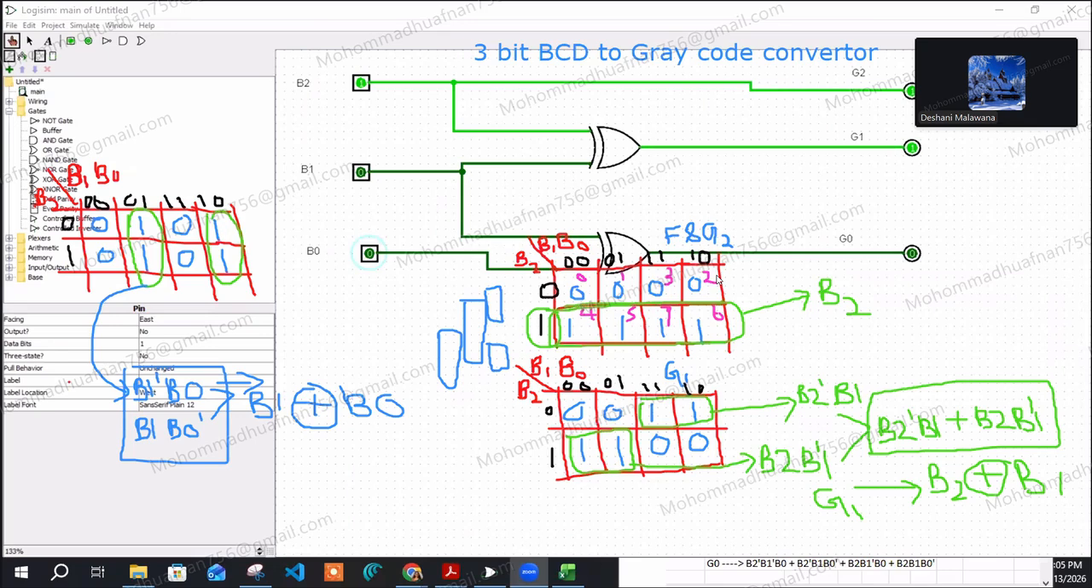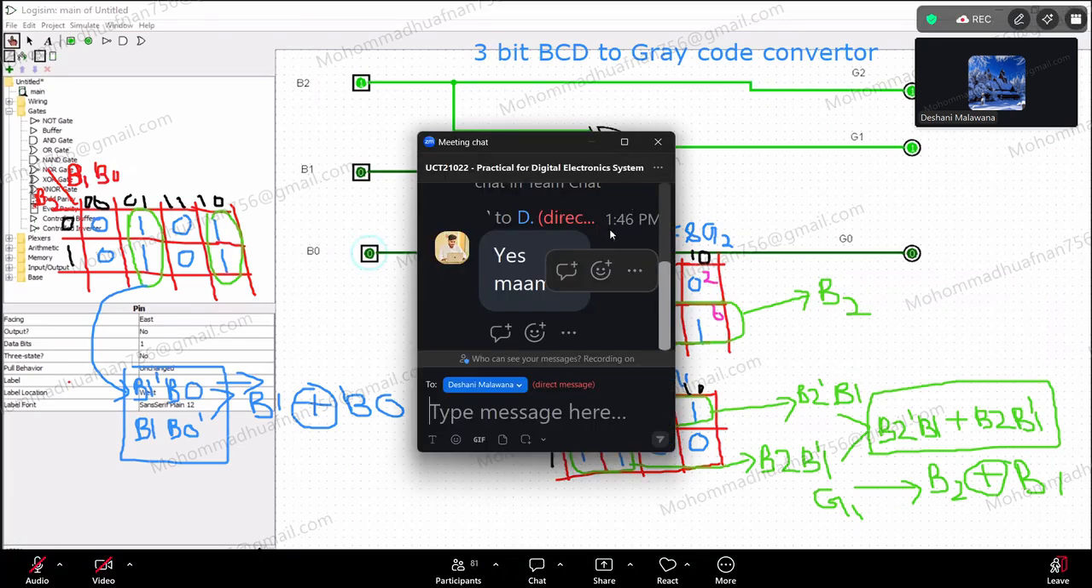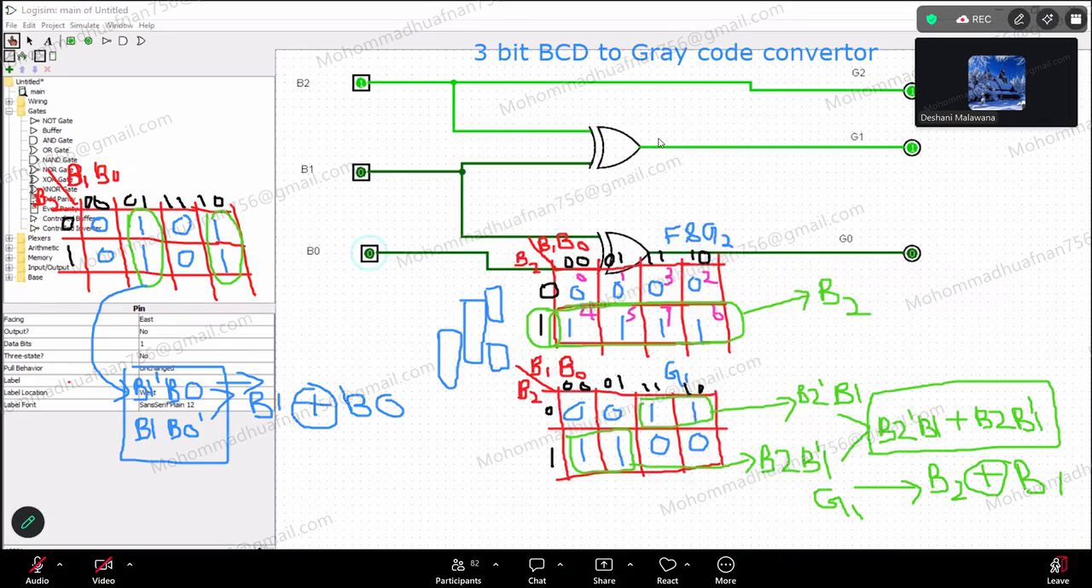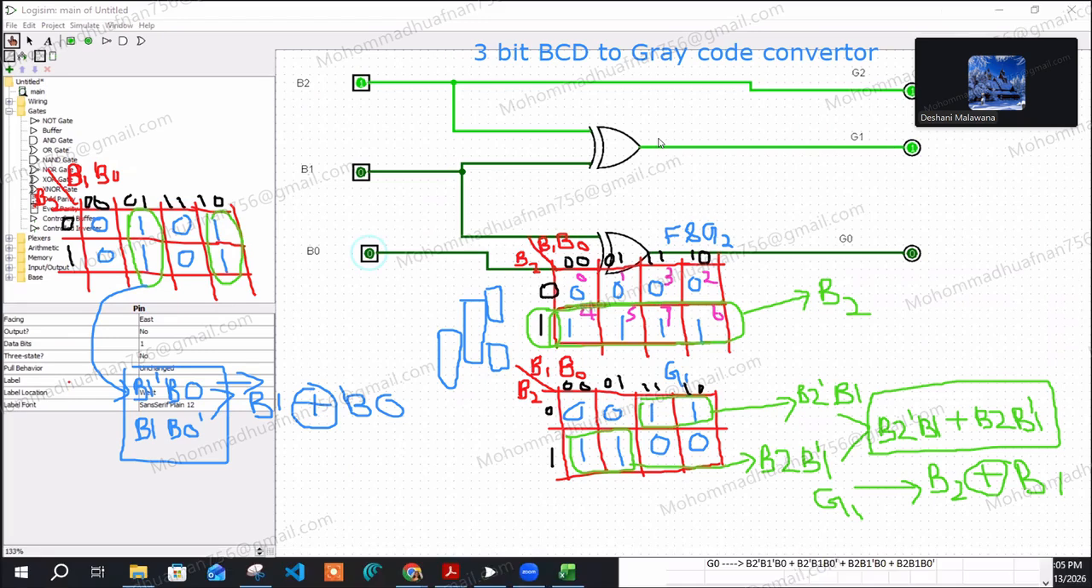So up to now, what have we completed? Previously we created a binary to BCD converter. Today we created a BCD to gray code converter. So what I need you to do by yourself. Okay, 96 and 42 answers are there. Fine. 81, 101. Okay, thank you for your answers.